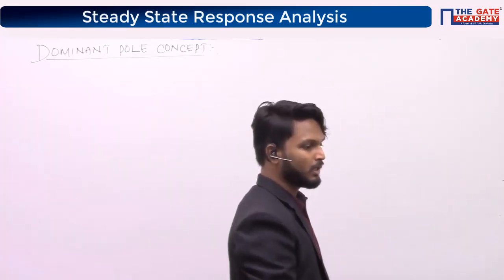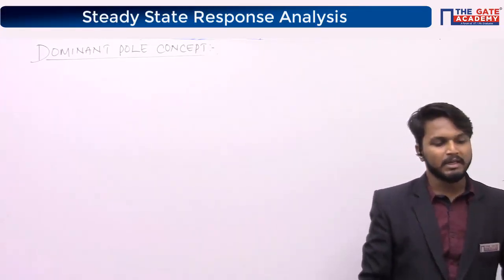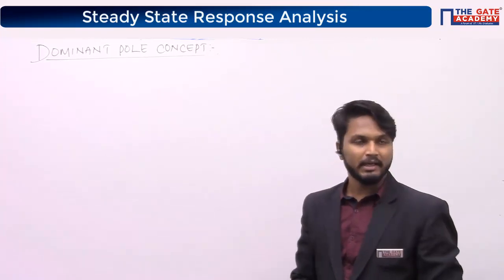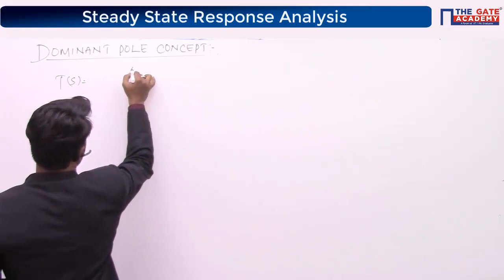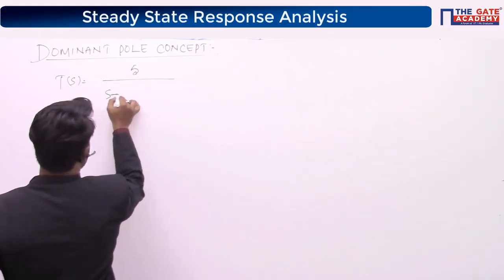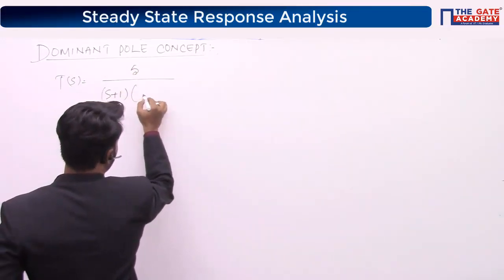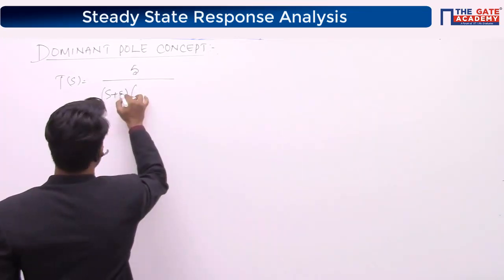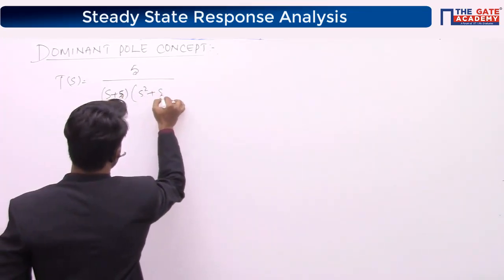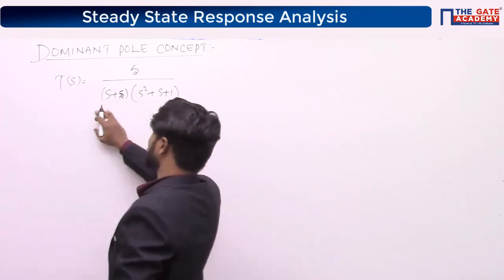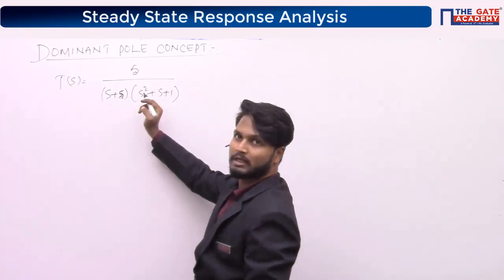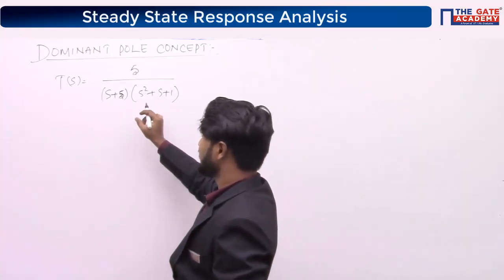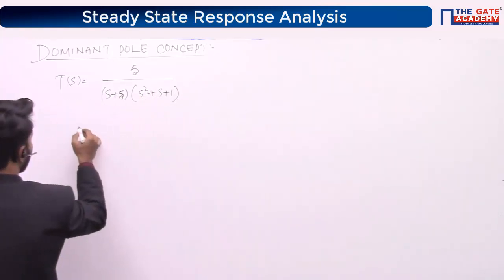insignificant, right? So see here, the transfer function of a plant is T of S equal to 5 by (S plus 5) into (S square plus S plus 1), right? So in order to know whether this is insignificant or not, you should know what these poles are, right? So factorize this into its poles, right?